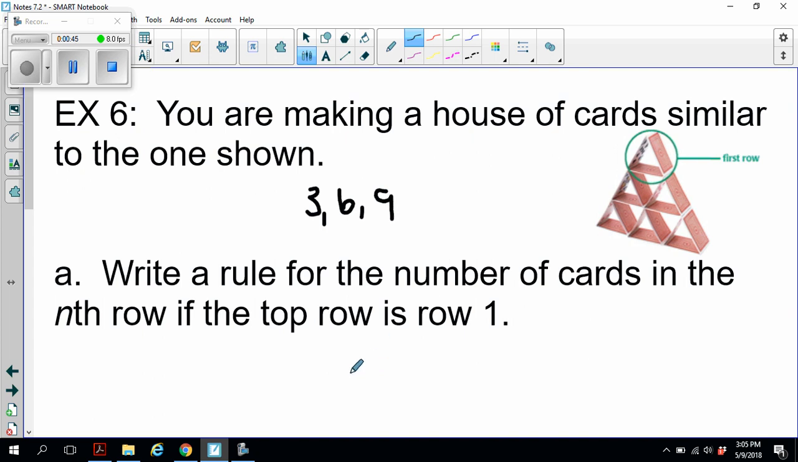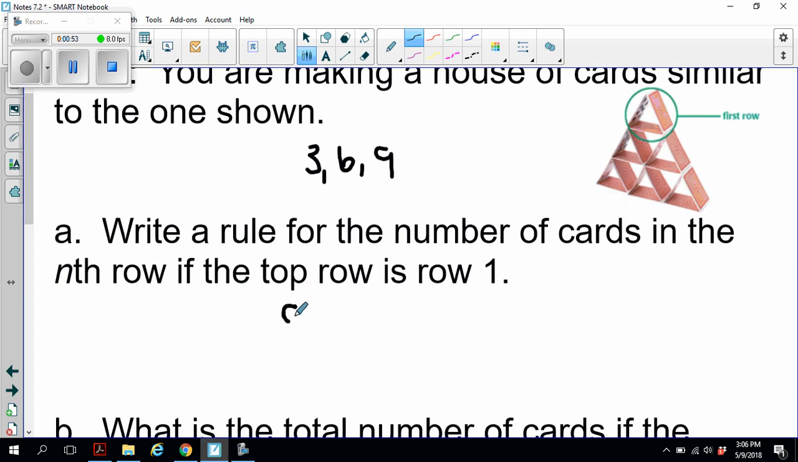Now, since we're writing a rule, and this is for our arithmetic sequence, we are going to use the formula a sub n equals a sub 1 plus n minus 1 times d. So here we need to figure out our a sub 1 and our common difference, which is our d value. So we look at what we just did above. We see that 3 is our first term, so 3 is our a sub 1.